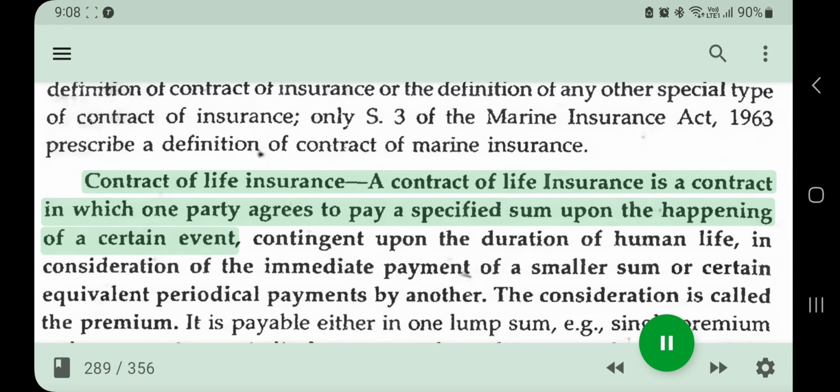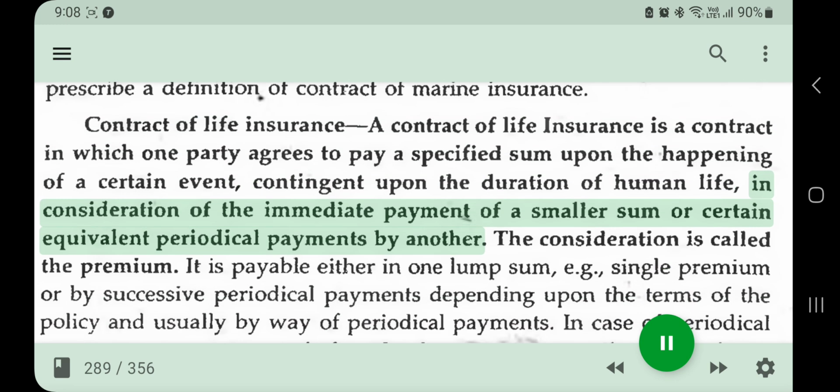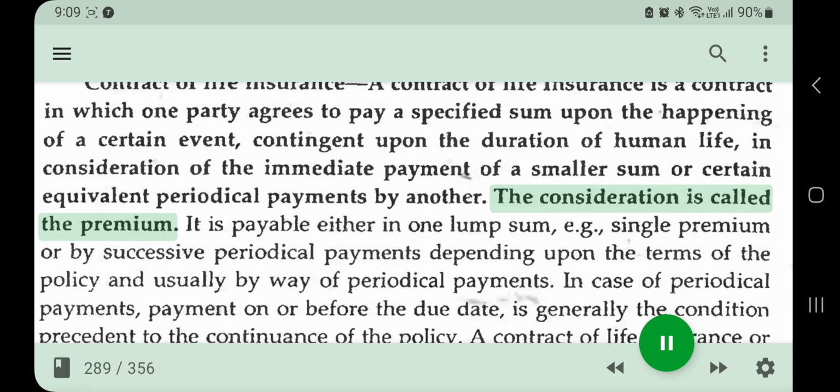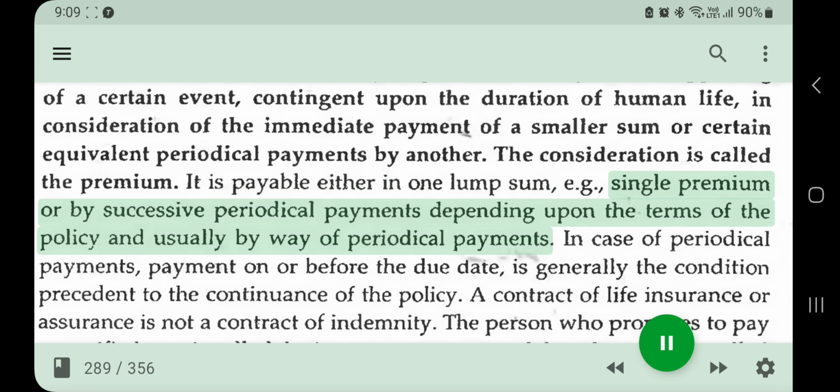Contract of life insurance. A contract of life insurance is a contract in which one party agrees to pay a specified sum upon the happening of a certain event, contingent upon the duration of human life, in consideration of the immediate payment of a smaller sum or certain equivalent periodical payments by another. The consideration is called the premium. It is payable either in one lump sum, e.g., single premium, or by successive periodical payments depending upon the terms of the policy and usually by way of periodical payments.